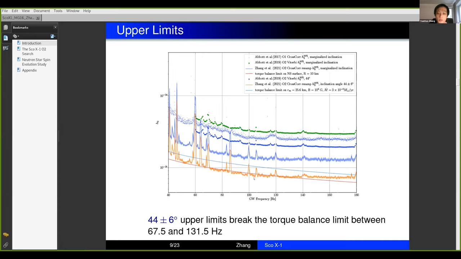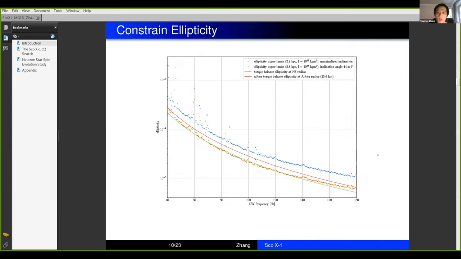It looks more optimistic, as our 44 degree upper limit has broken the torque balance limit on the neutron star surface between 67.5 and 131.5 hertz. And for all the Alfvén radius upper limits, we break it in all the frequency bands we searched. This slide is just a translation of the previous result, assuming the moment of inertia is the canonical value. You see we are exploring a few times 10 to the negative 8 region, which is likely to be supported by the neutron star crust. So it's getting more physical.